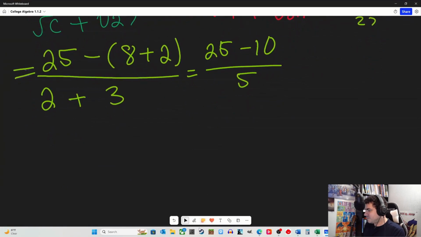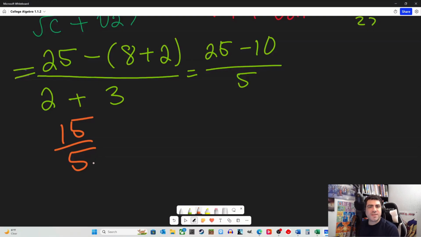Scroll down. Let's go orange. 25 minus 10. What do we get? 15. Divided by 5. 15 divided by 5 gives you what? 3. A simple answer. I love a clean, simple answer, don't you?